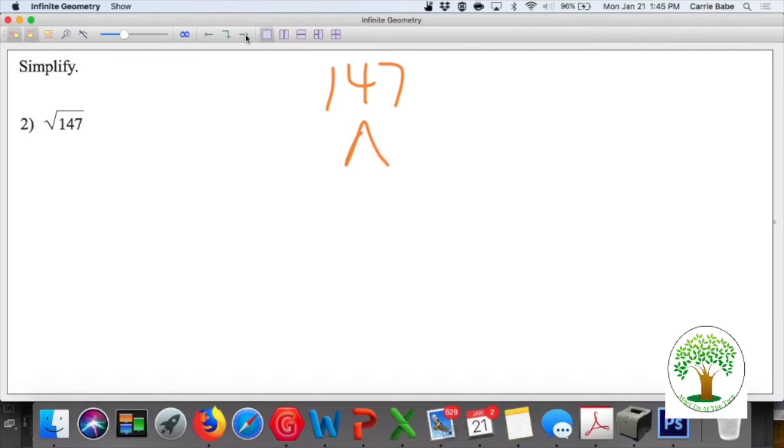Isn't it like add the digits? Yes. So 1 plus 4 is 5. 5 plus 7 is 12. So it could work. So 3 can go in there. Okay, so 3 goes, because the digits add up to 12.